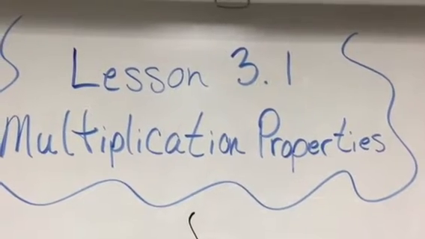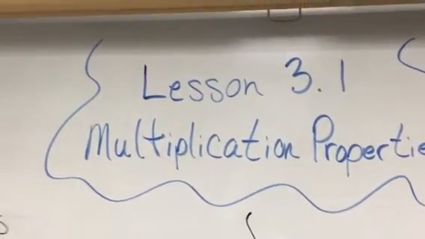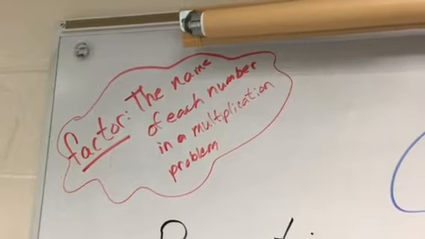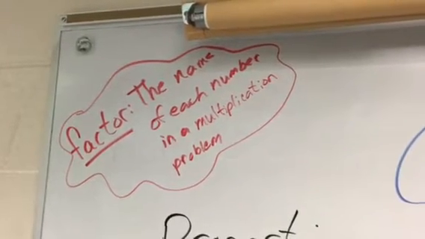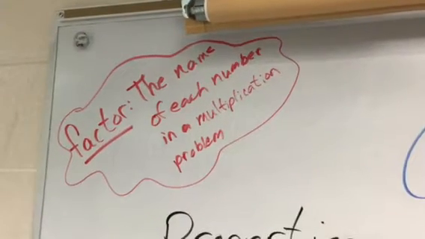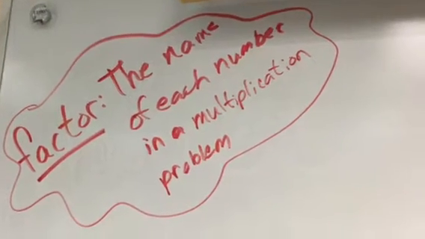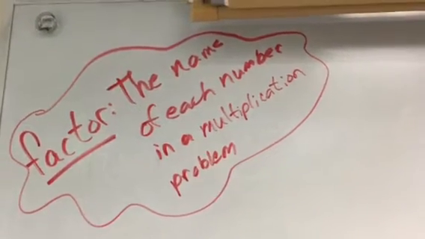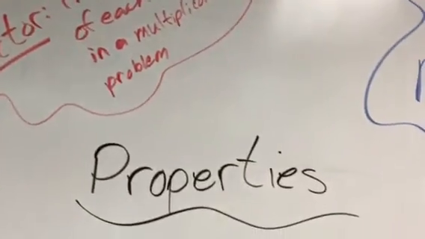Lesson 3.1, Multiplication Properties. Before we look at any of the properties, I want to talk to you about this vocabulary term, and that is factor. Remember when we did addition problems, each number was called an addend? In this case, each number is called a factor. So a factor is the name of each number in a multiplication problem. And if you remember, a factor times a factor equals a product.